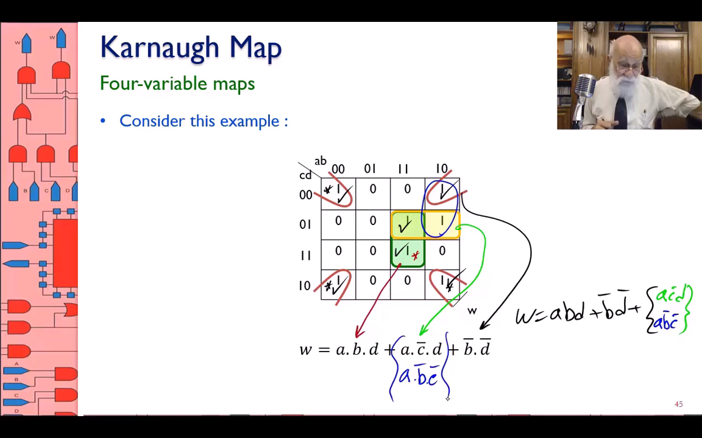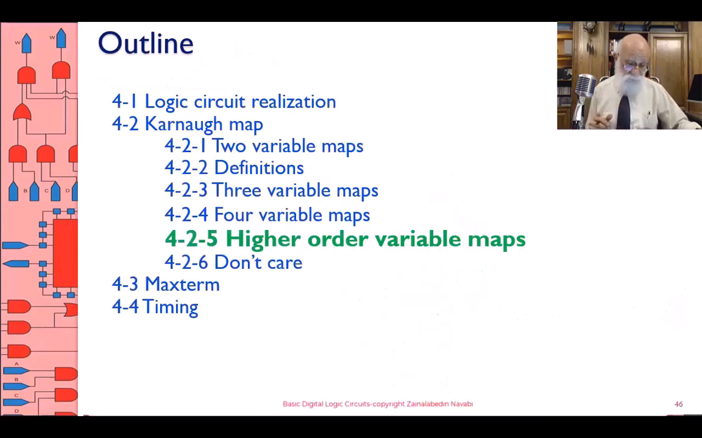All right. That is with 4 variable maps. And we did several examples. Again, the key thing is start with essentials, write them all, and then choose the prime implicants that cover the most uncovered min terms, if essentials do not take care of everything. What we do next is do higher order maps.